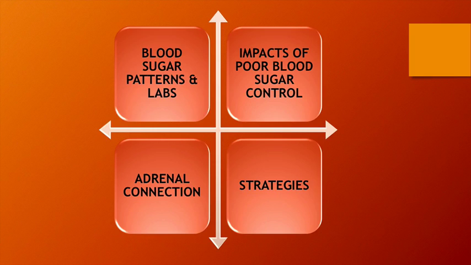So let's just start with the core four. These are the four main concepts that we're going to be going through today. We're going to talk about some simple blood sugar patterns, the more common ones that we find, and give you some lab values so you can start checking these things yourself.